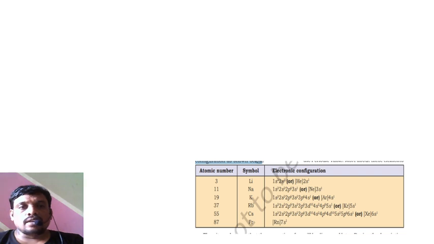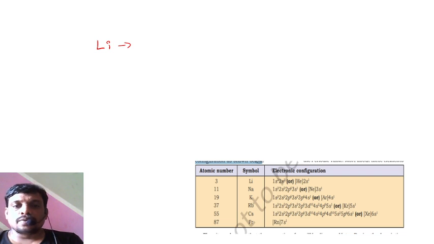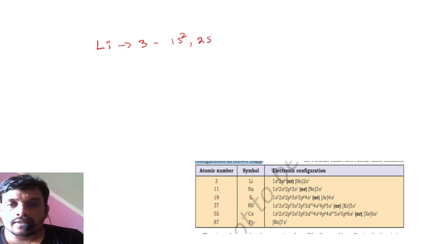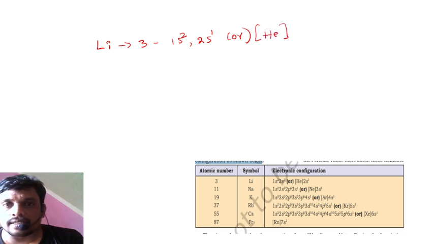Here we have lithium. Let us observe this symbol. I have taken it from our NCERT textbook. Atomic number is 3. Electronic configuration is 1s2, 2s1, or it can also be mentioned as helium, as you know that the next coming element in this series is helium, and 2s1.